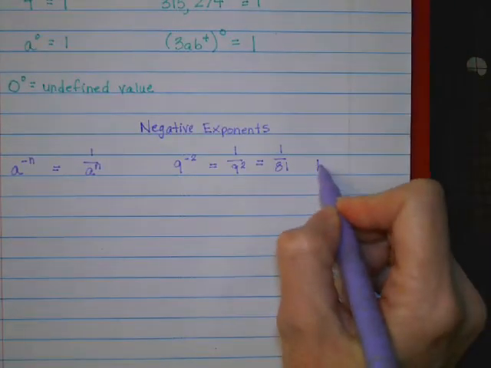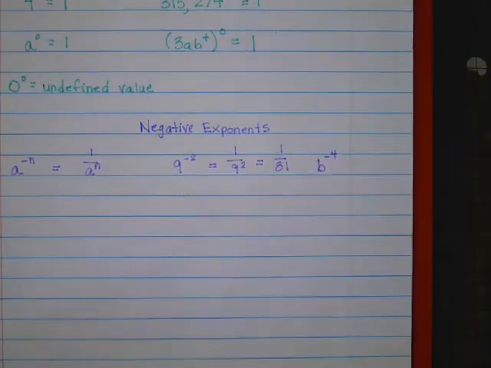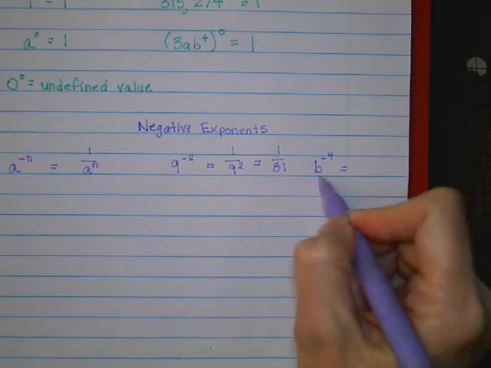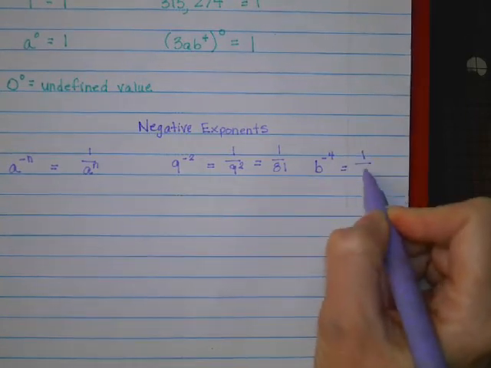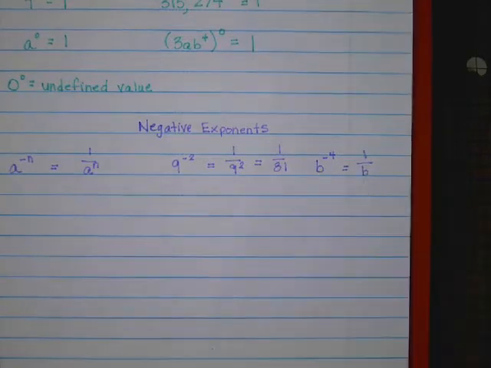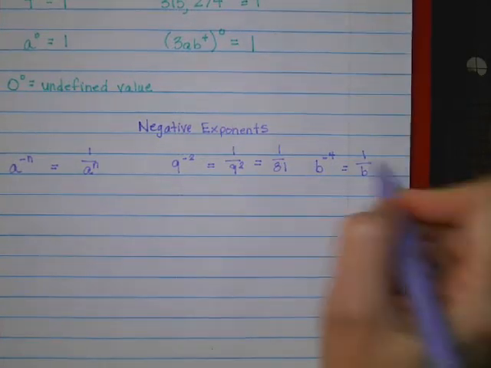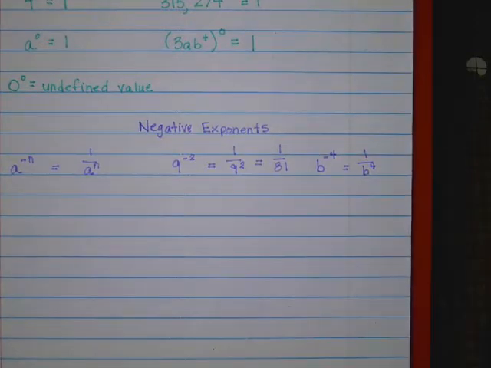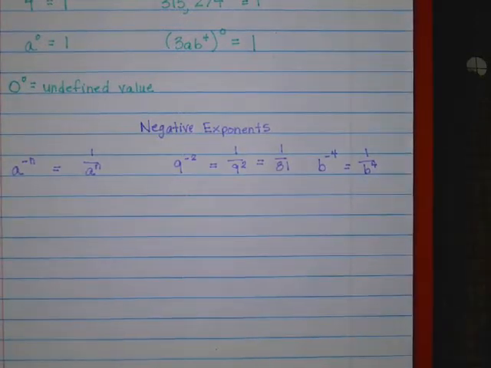All right, so we're going to take b and raise it to the negative 4 power. We can't put b to the negative 4 in our calculator. So we have to know the rule. So we take the base that the exponent is attached to and write it as a reciprocal, so 1 over b. And then we change our exponent from negative to positive. So that becomes 1 over b to the 4th power.